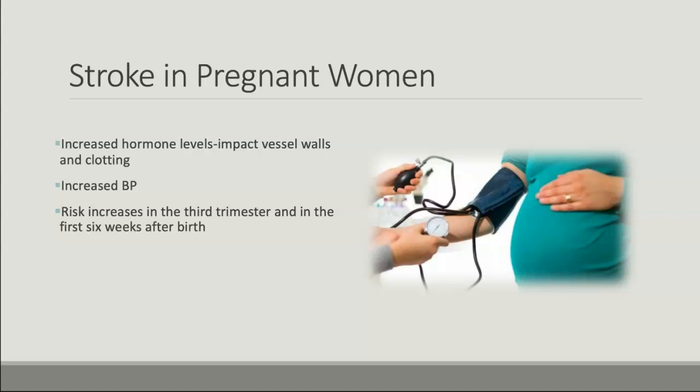So you look at the individual patient, did you have a patient who had risk factors going into pregnancy: hypertension, smoking, obesity, older age? You can paint a picture of whether a pregnant woman is going to have complications, okay? It can happen because the increased hormone levels impact vessel walls and weaken those vessel walls a little bit, and then it also impacts clotting time. Generally, a pregnant woman is going to have higher blood pressure related to that increased blood volume, and the risk for this is going to be increased in the third trimester and then six weeks after the baby is born.